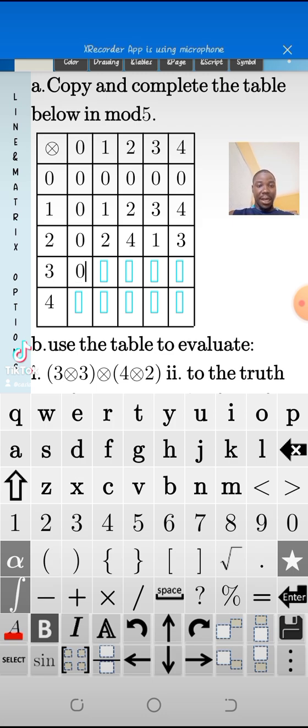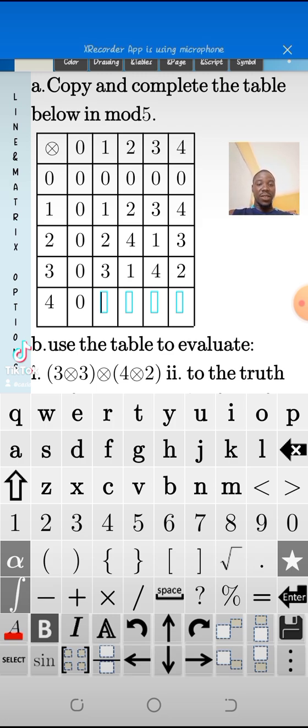And then 3 times 0 is 0. 3 times 1 is 3 in mod 5. 3 times 2 is 1 in mod 5. And then 3 times 3 is supposed to be 9 normally, but in mod 5, that's 4, because 5 into 9 is just 1 remainder 4. So you pick the remainder. And then 3 times 4 is 12 normally, so our answer is just 2 here. When you divide, pick the remainder.